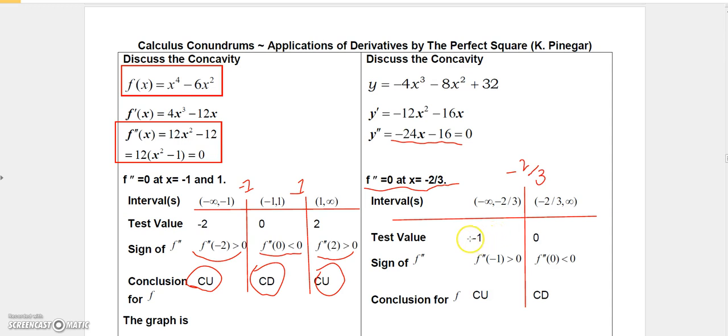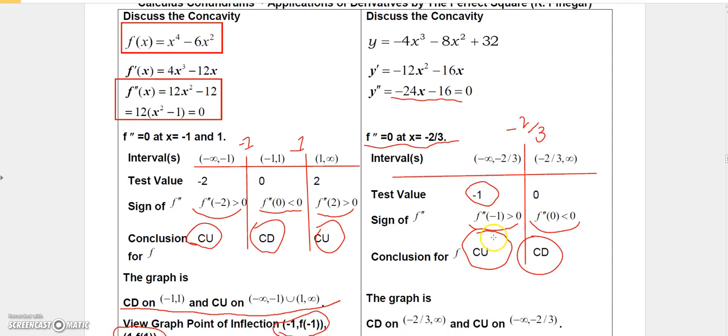Now pick a number to the left of negative 2/3, like negative 1. Plug that into my second derivative. That would give me 24 minus 16, which is positive. Then pick a number in the interval greater than negative 2/3, like maybe 0, and plug that in, and I get a negative number. So the graph is concave up on the first interval, and it's concave down on the second interval.